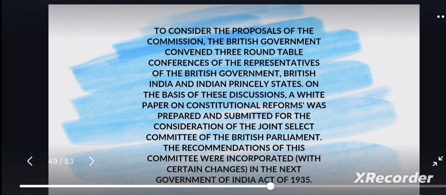To consider the proposals of the commission, the British government convened three Round Table Conferences with representatives of the British government, British India and the Indian princely states. On the basis of this discussion, a white paper on constitutional reforms was prepared and submitted for the consideration of the Joint Select Committee of the British Parliament. The recommendations of this committee were incorporated with certain changes in the Government of India Act of 1935.